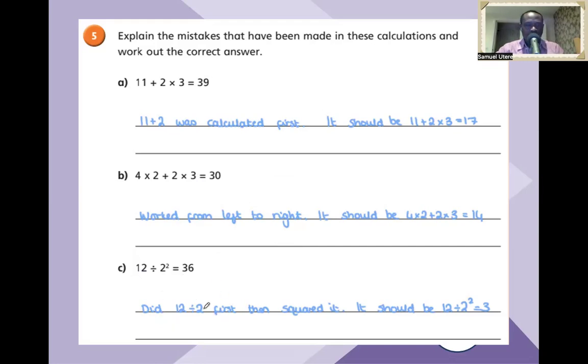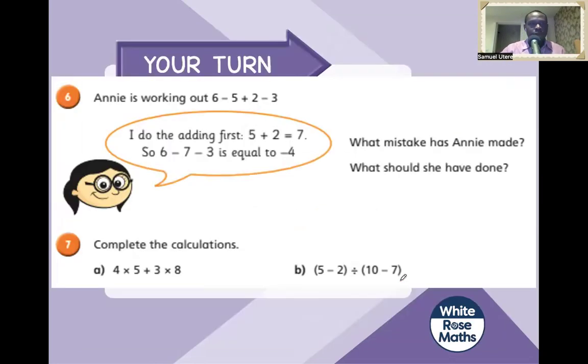Here, the indices was ignored. So it's not 12 divided by 2 first. It should be squared first before you now do 12 divided by 4. So you do that one first before you do 12 divided by 4. Pause the video and answer questions 6 and 7 in 2 minutes.